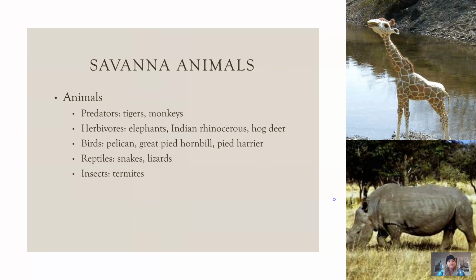All right, animals are tigers, monkeys, as far as predators go. Herbivores, we see elephants, Indian rhinos, hog deer, birds, we see pelicans, hornbills, and harriers. Reptiles, we see snakes and lizards. And insects, we see termites.